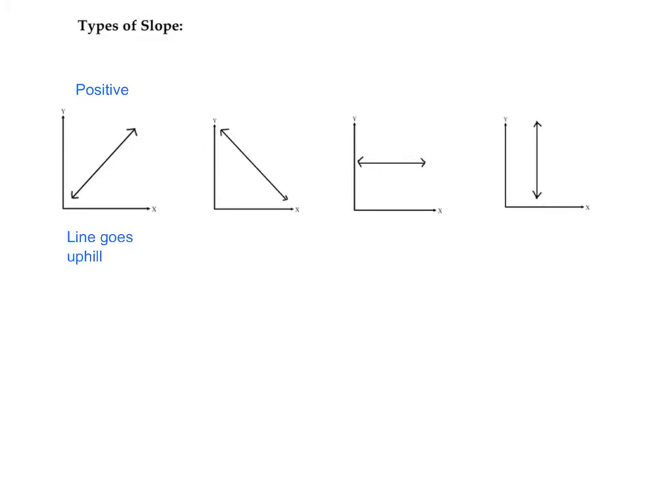Our next type of slope in our second graph is a negative slope. Notice our negative slope, the line goes downhill. Additionally, what I like to say is in a negative slope, the word negative starts with an N, and you can make an N with a negative slope.